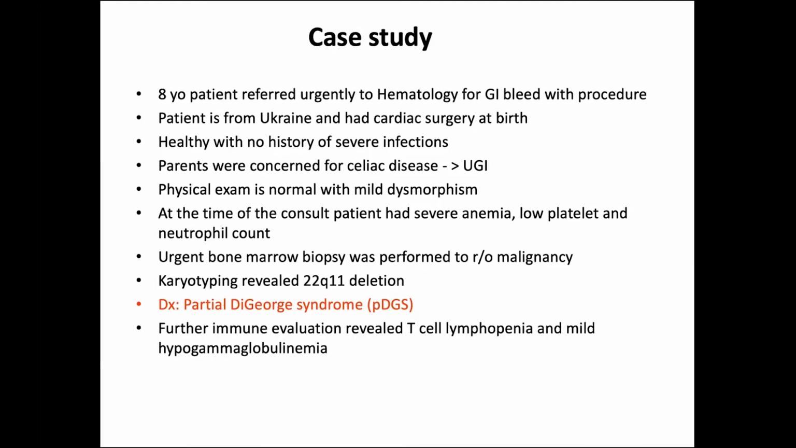So we did immune evaluation, and it did reveal that the patient actually had T-cell lymphopenia. The T-cells were low in count, and also mild hypogammaglobulinemia, but not to the point that it would make the patient prone for very high frequency of infection. So she was sort of smoldering a very mild immune disease. However, against this milder immune disorder, she had a significant autoimmune cytopenias, and we had to decide with the hematologist how to treat this disease.